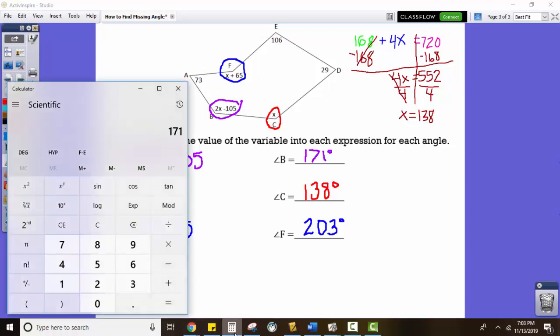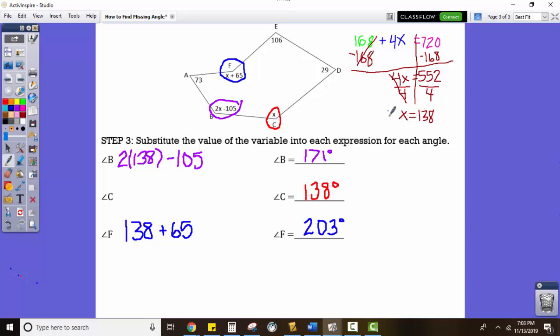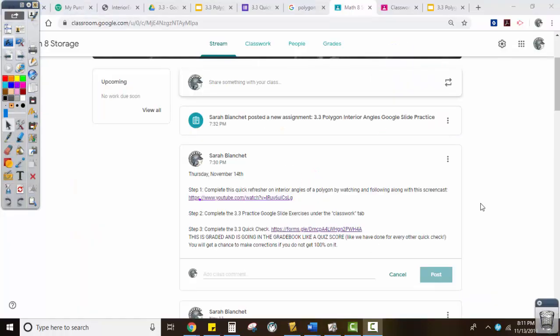So 171, that's angle B, plus 138, that is angle C, plus 203, that is angle F. Angle D is plus 29, plus angle E is 106, plus angle A is 73, and it equals 720 degrees. So I know that I got my value of my variable correct and angle B, C, and F.